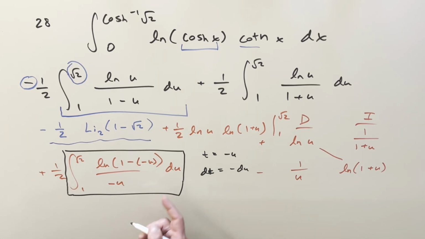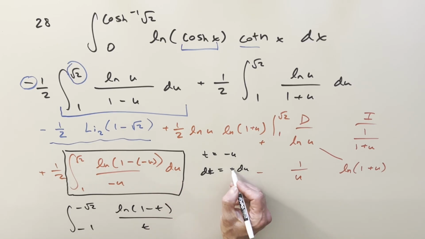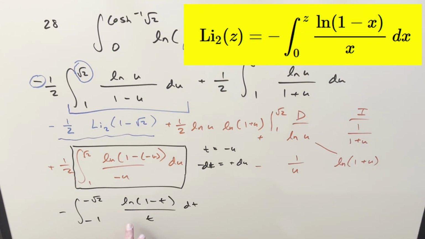So when we do this, we're going to reverse the sign on the bound. So now it's going to be minus square root of 2, minus 1 at the bottom. Then we're going to have natural log 1 minus t over t. The du is going to be minus dt, right? We could just rearrange it like that. So this is going to be dt with a minus in front. Now this is very close to our formula.